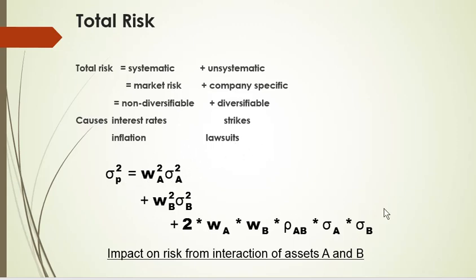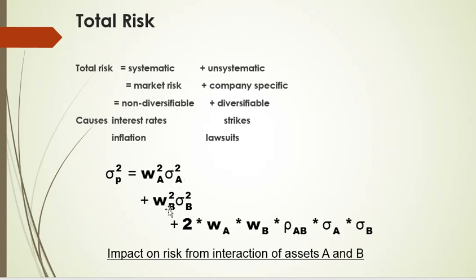So the measure of variance for a two-asset portfolio is essentially stated in this formula. Each asset brings some risk, right? Variance or standard deviation measures risk. So this term is the risk that asset A brings.